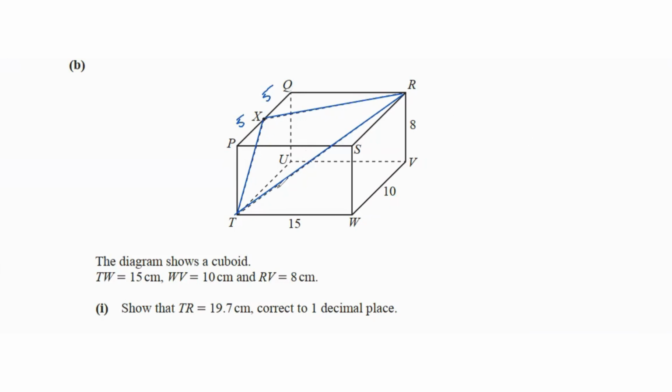So we already found TR, which is 19.7. What we will do is, we know if RV is 8, SV is also 8, and PT is also 8.